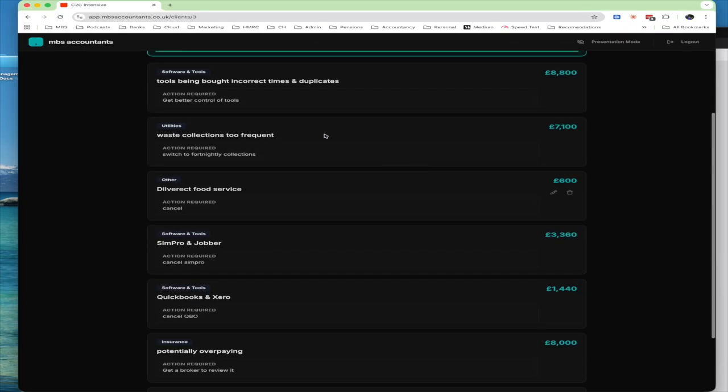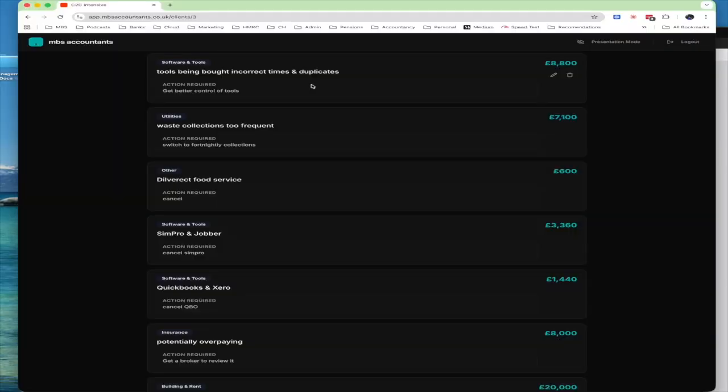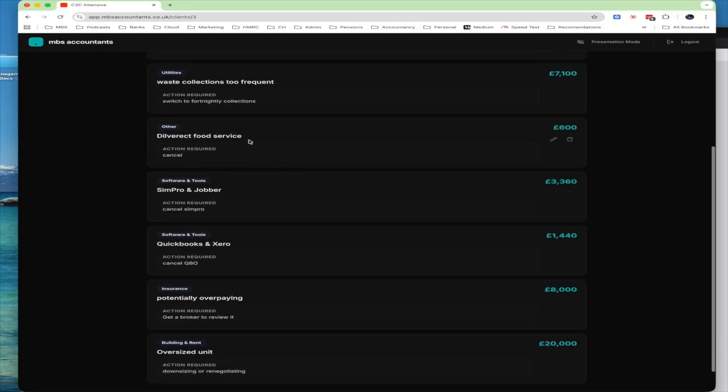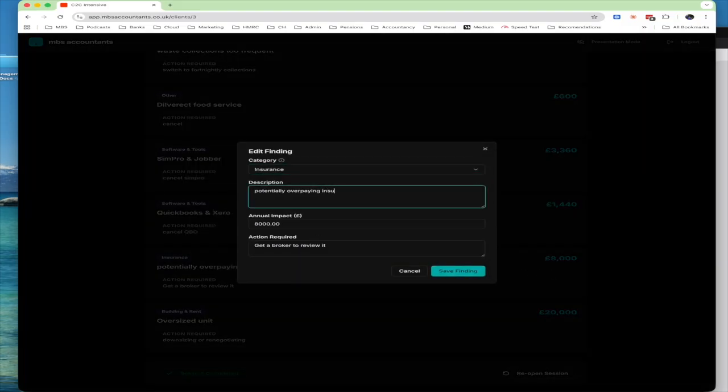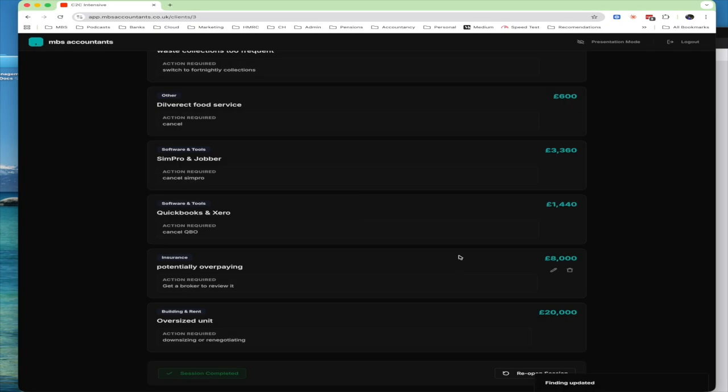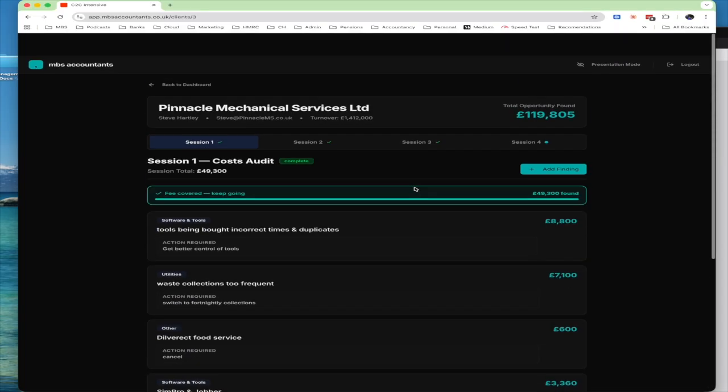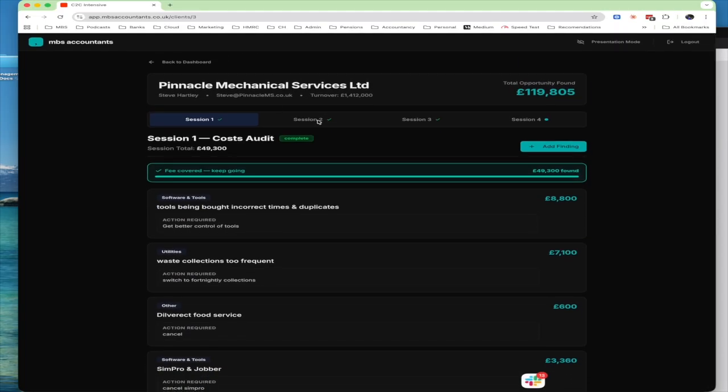We found loads in here because there were tools that were being bought at incorrect times and duplicates. And the reason these get such an impact is because they're costs, there aren't any extra costs of saving costs. You just save them and they're all profit, right? The tools are being bought. You've got the waste collections that are too frequent, the delivery food service thing, the Simpro and Jobber that's in place, QuickBooks and Xero that's in place. They're also potentially overpaying on insurance, and the fact that they've got the oversized unit that they're renting. All of those things brought in £49,300.